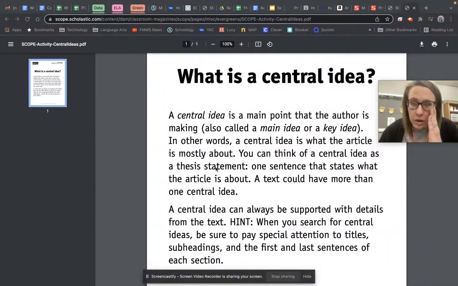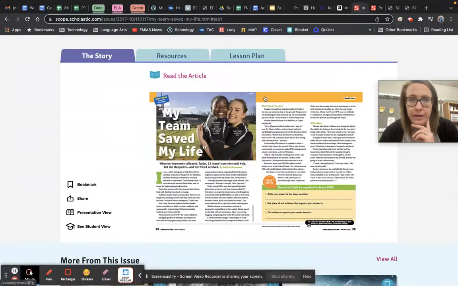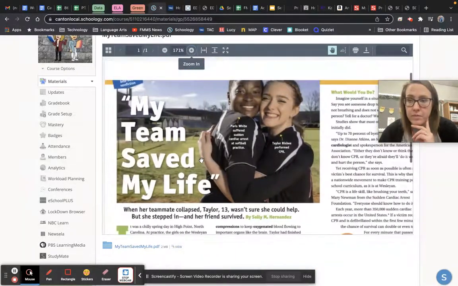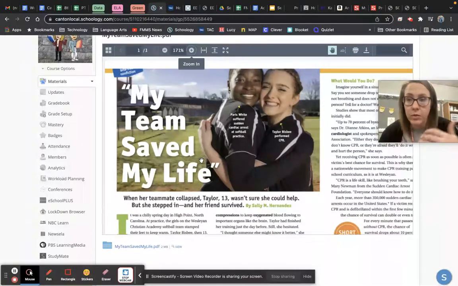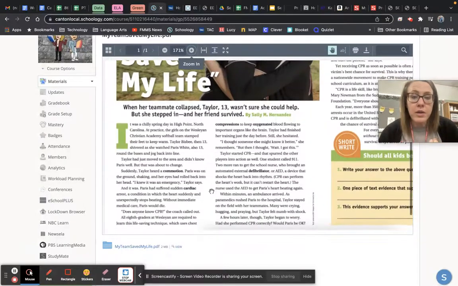All right, now we are reading an article called My Team Saved My Life. It is in Schoology. And you're going to read this article and you're going to come up with the central idea. What is the whole article about? So when you're done with that, once you figure out what this whole article is about, probably going to include the main person's name, probably going to include what they did. Okay. But look at the section.